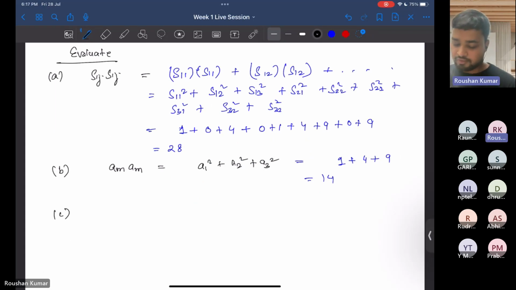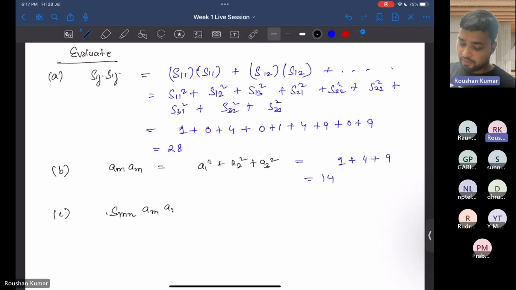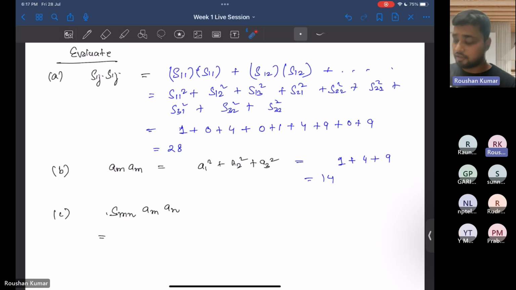The next question is, suppose we have to find out S_mn A_m A_n. Here you see there are dummy indices m and n. There are two indices, m and n, so there is only one component. It also indicates the summation over m and n in both the S tensor and the A vector.